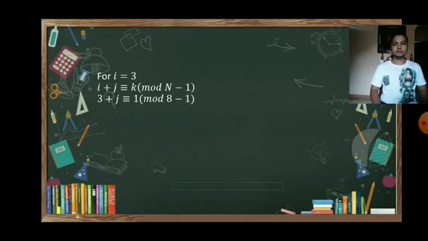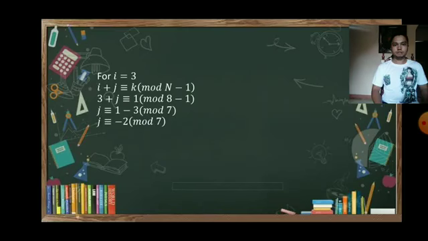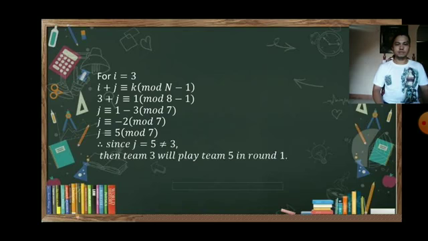For i equals 3, we have i plus j is congruent to k mod n minus 1. Then substitute i for 3. Then we get 3 plus j is congruent to 1 mod 8 minus 1. Then we have j is congruent to 1 minus 3 mod 7. Next, we get j is congruent to negative 2 mod 7. And then, our final answer is j is congruent to 5 mod 7. Therefore, since j equals 5 is not equal to 3, then team 3 will play team 5 in round 1.